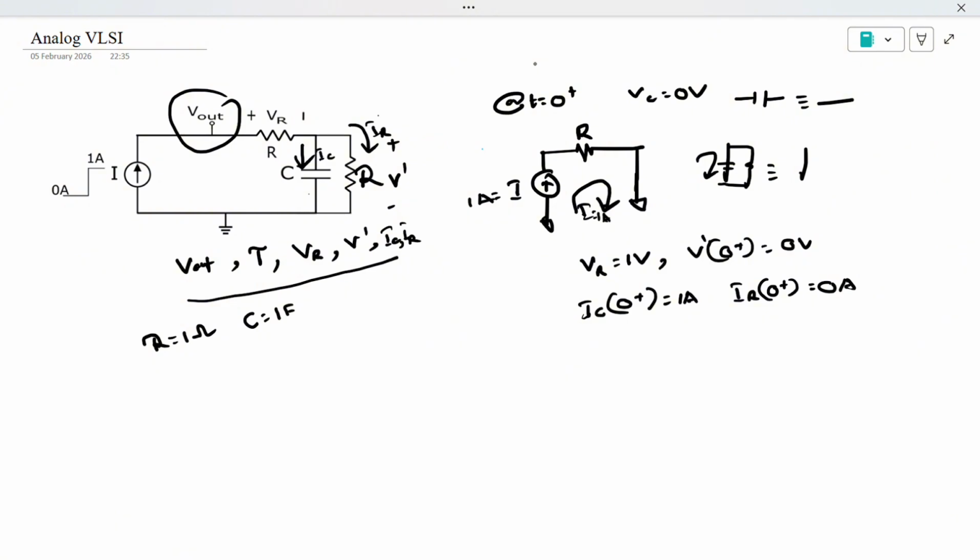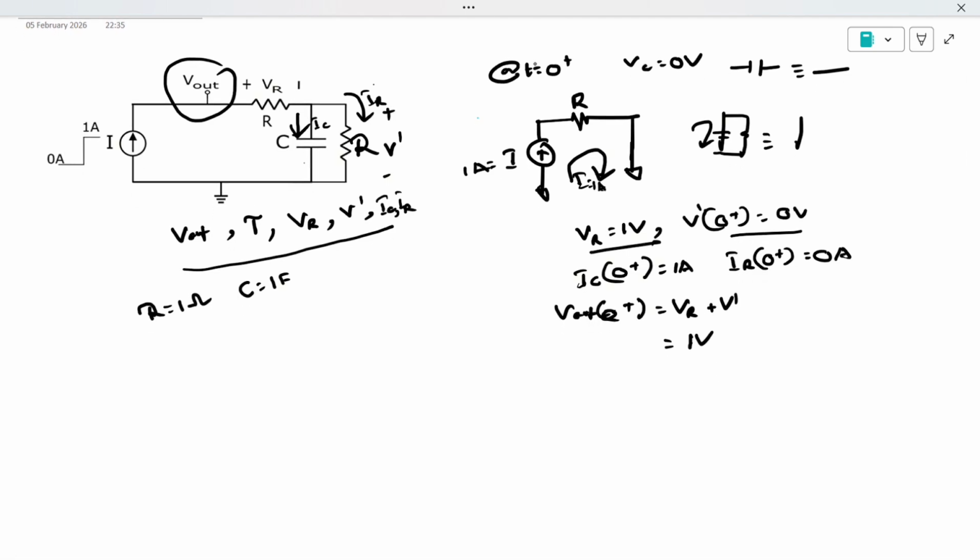What else do we need to plot? Yeah, V out. So we know V out at 0 plus is equal to VR plus V dash, so it will be 1 volt, the addition of this volt and this volt. This is the analysis at time t is equal to 0 plus.